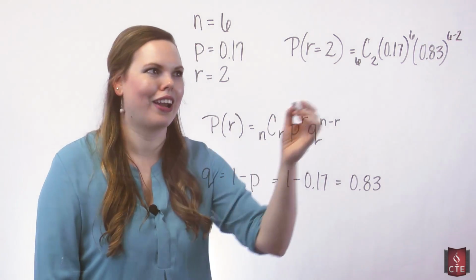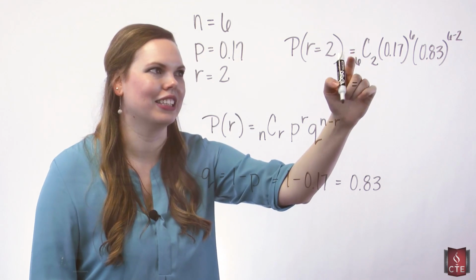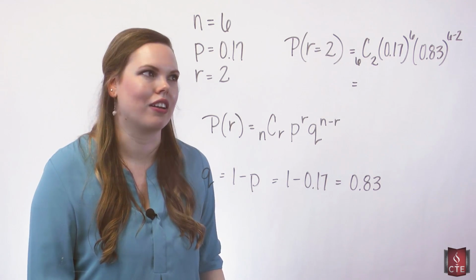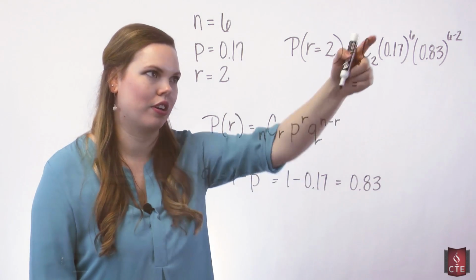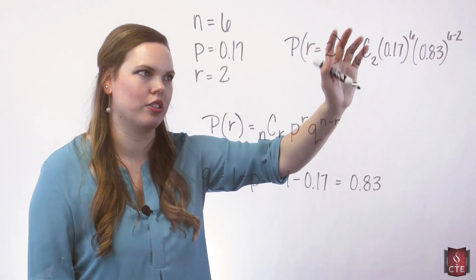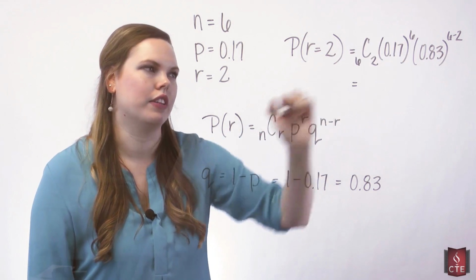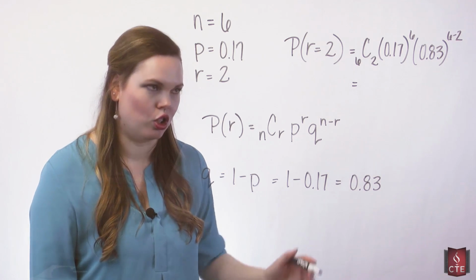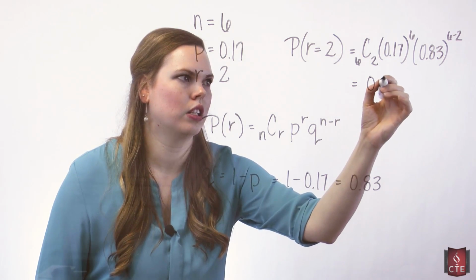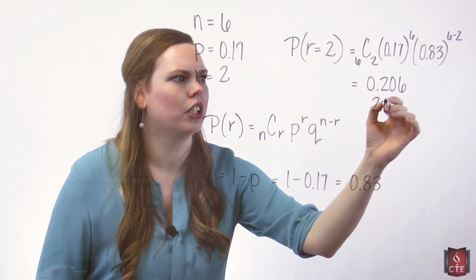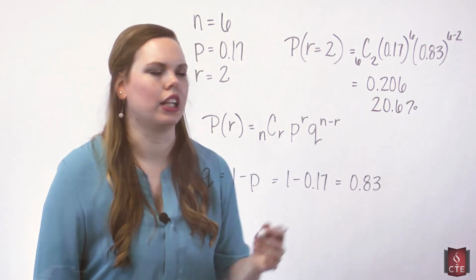If you do that in your calculator, calculators can handle this. You can put it all in at once so that you won't have any rounding errors. Okay, so just do your combination. You could probably find your combination, write that down, and then do that times all of this at once. You should get 0.206. So if you wanted to change that to a percentage, probability is 20.6%.